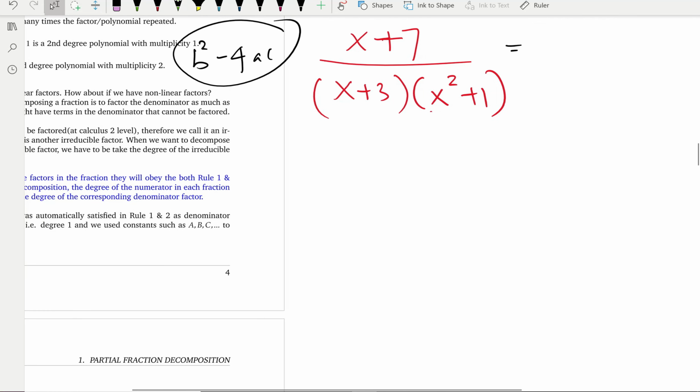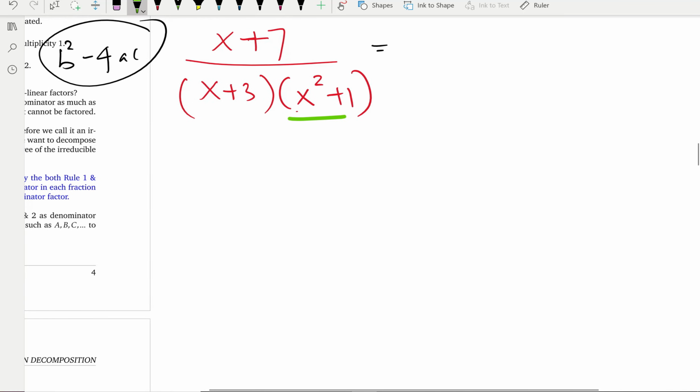Now moving on, how do we write the decomposition? Well, we still use what we have learned from the previous videos. Even though this is not a linear factor, we have distinct factors, right? So for each of these factors, we will have a corresponding fraction in the decomposition. So for x plus 3, we will have a constant over x plus 3, plus a fraction for x squared plus 1. Now, what is the numerator? That's the question. What do you think?